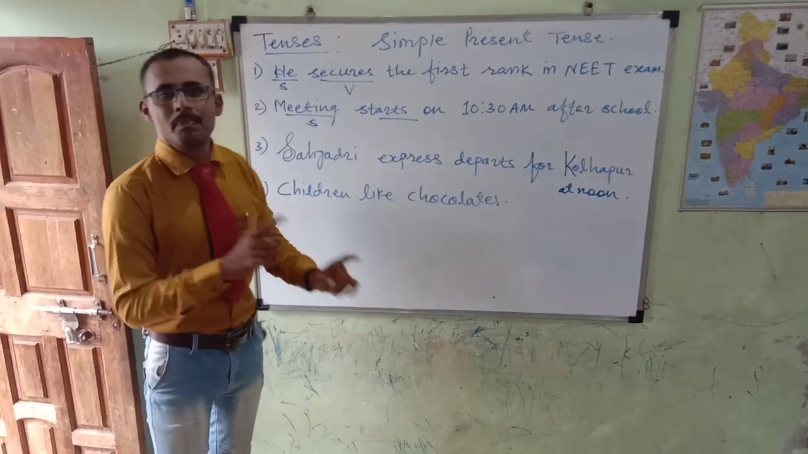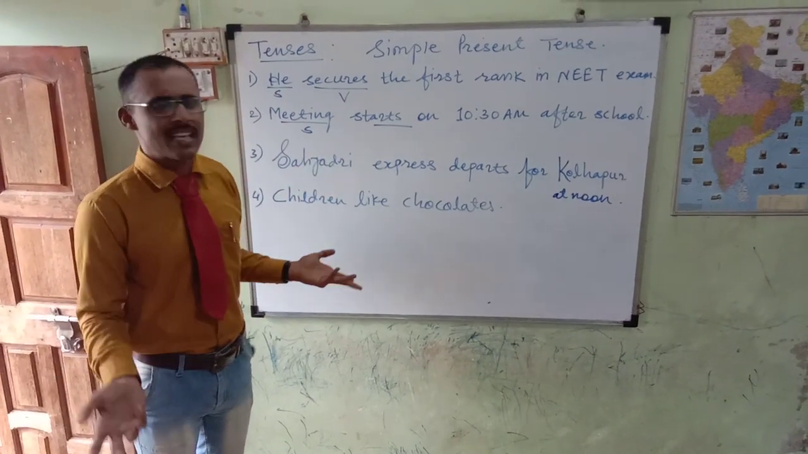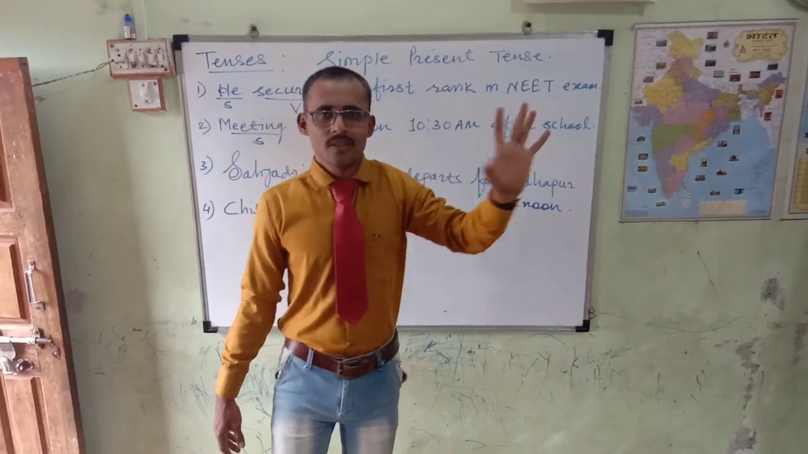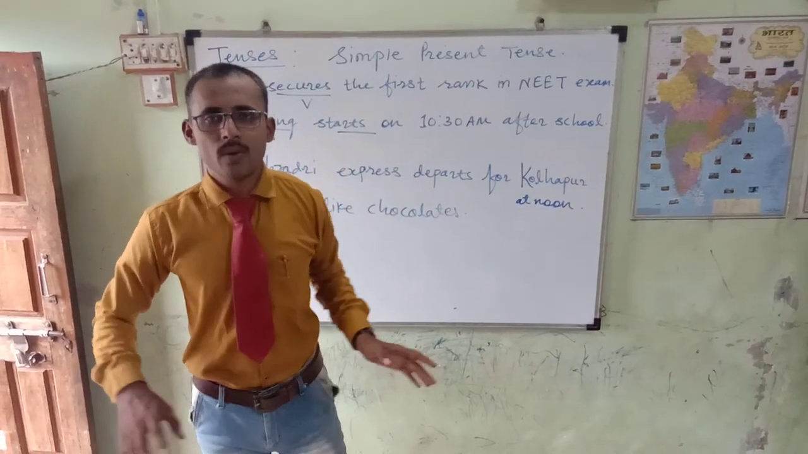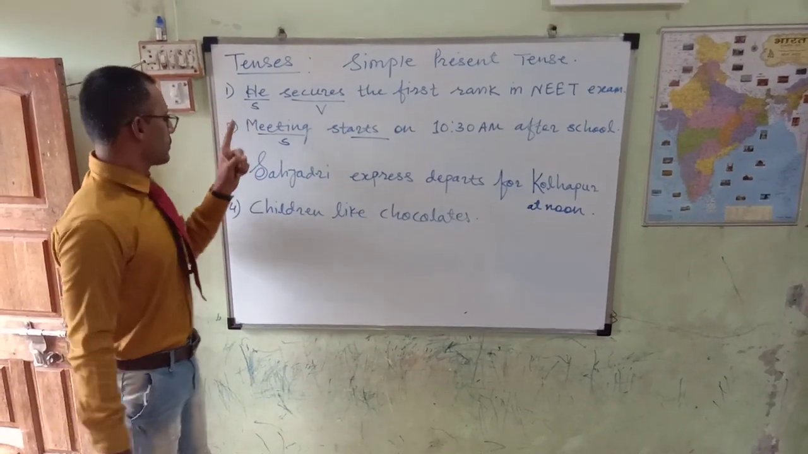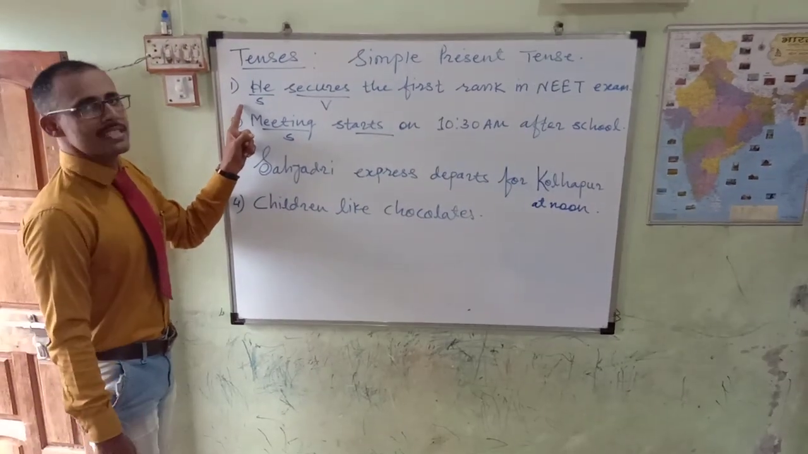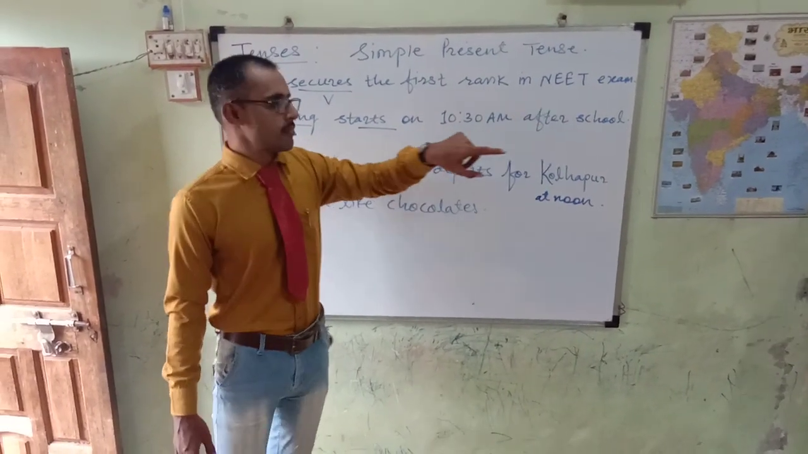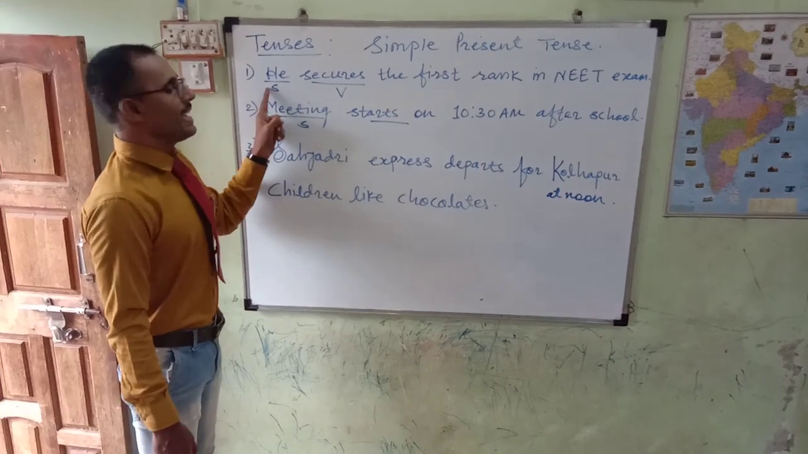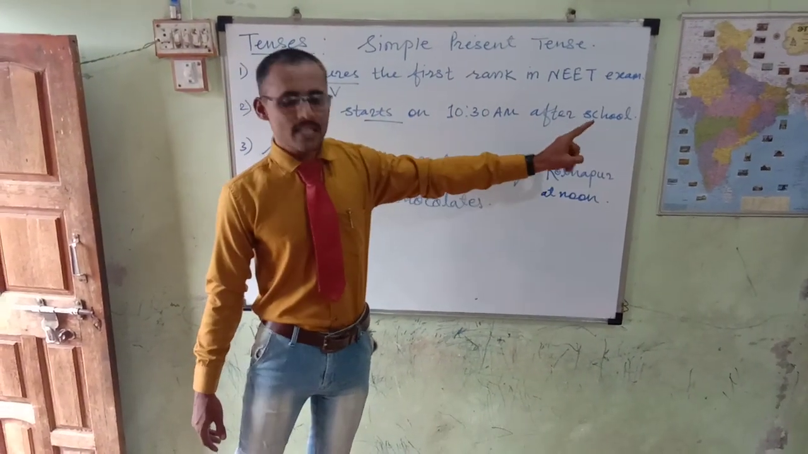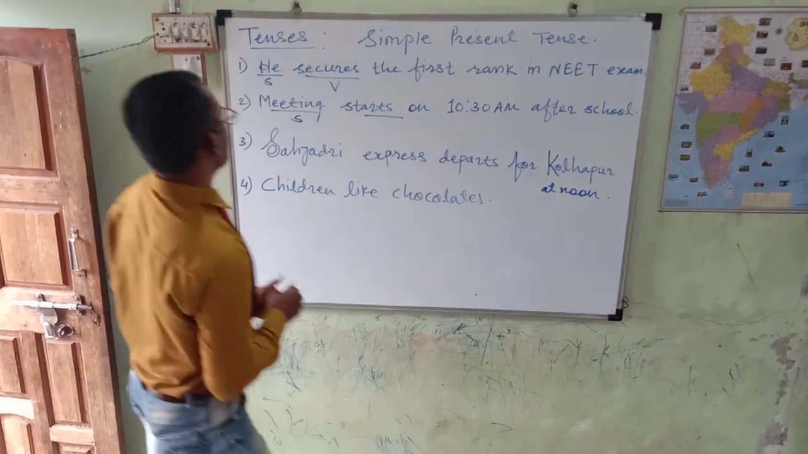Listen carefully. Simple present tense, past tense, future tense. Total 12 tenses are there. But today we are going to learn only simple present tense with formula, with all rules and regulations, with examples. I have written four sentences here. First sentence I'll read: He secures the first rank in NEET exam. He is the subject, secures is the verb, the first rank in NEET exam is the object.